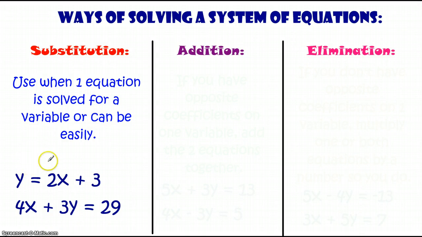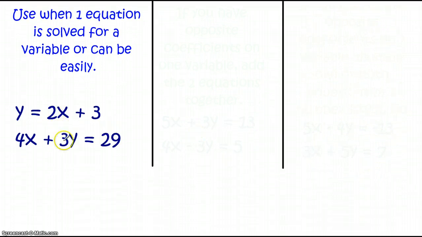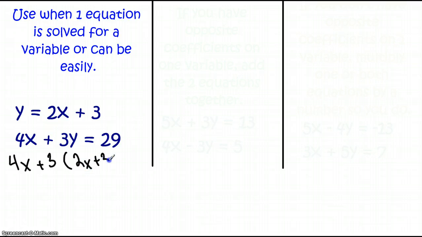for a variable. For instance, on this one, we have y equals 2x plus 3. It's already solved for y. So what we can do is we can replace this y. We can trade it for what y is equal to. Every y we have is equal to 2x plus 3. So we're going to replace this y in the second equation with 2x plus 3. We keep everything else the same in our equation, except in place of the y, we put our 2x plus 3, and then we solve that equation.